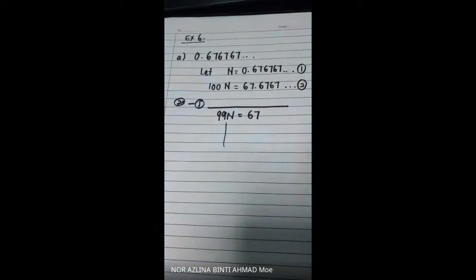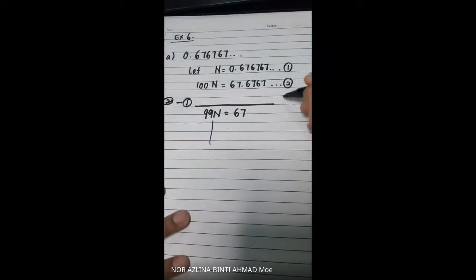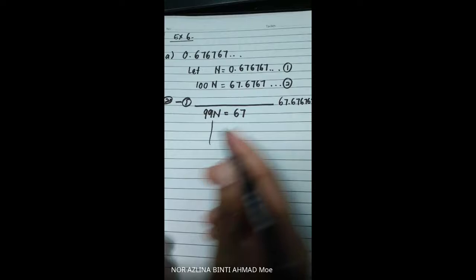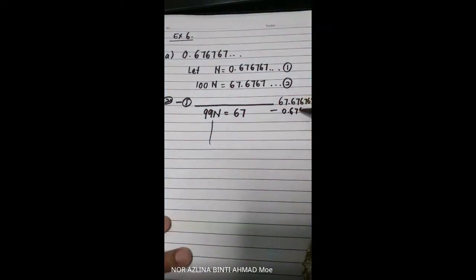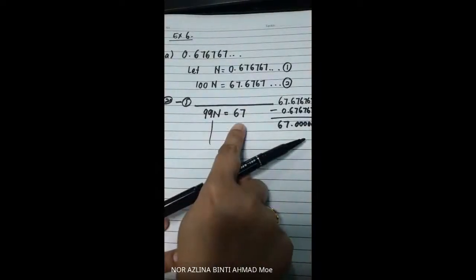No need to use calculator. I write 67.67676767, the number 67 will continue. Minus 0.67676767. Okay, this answer will become 67 only. This is 0.00000. So you just write 67.